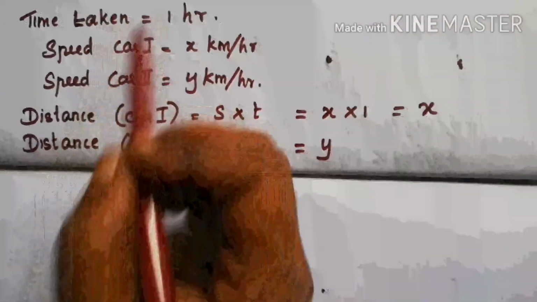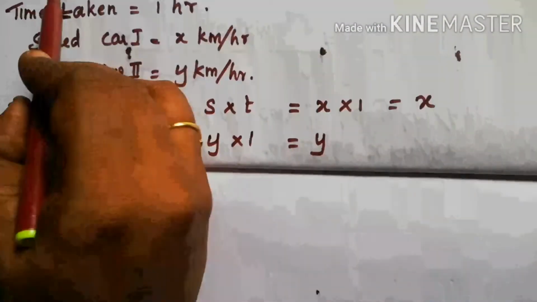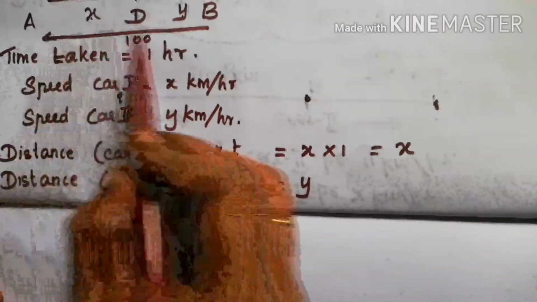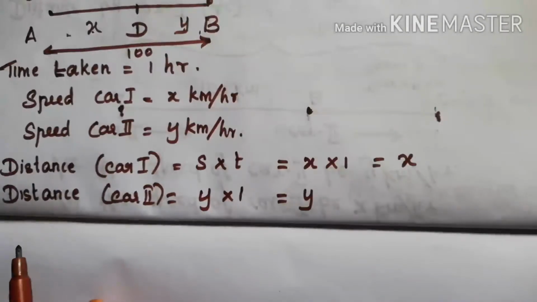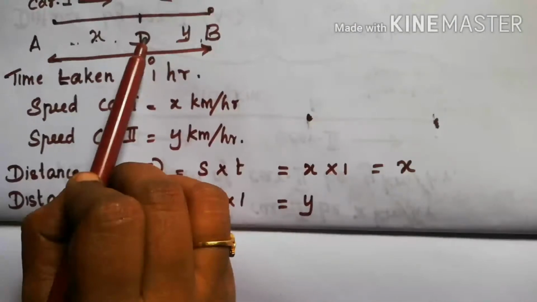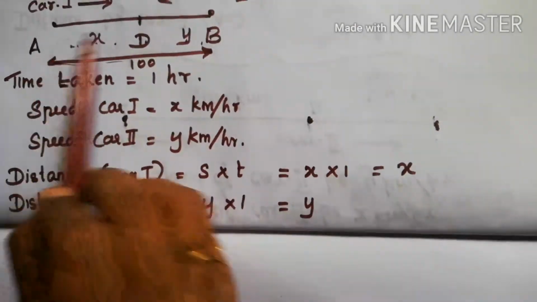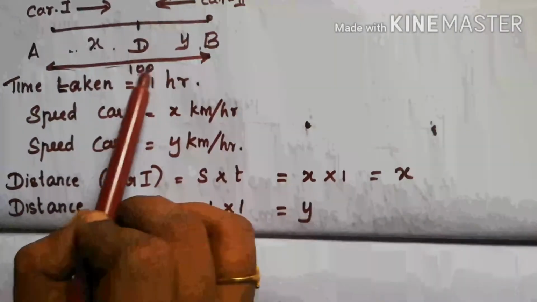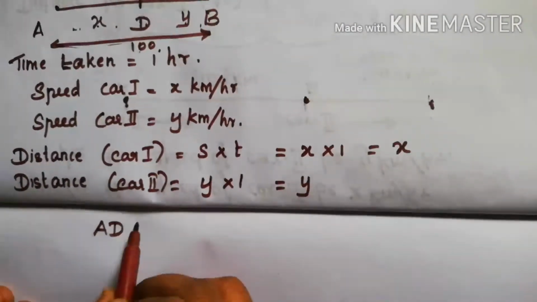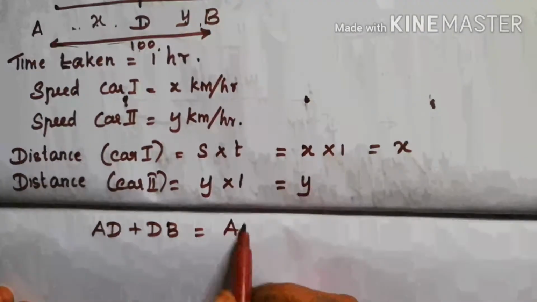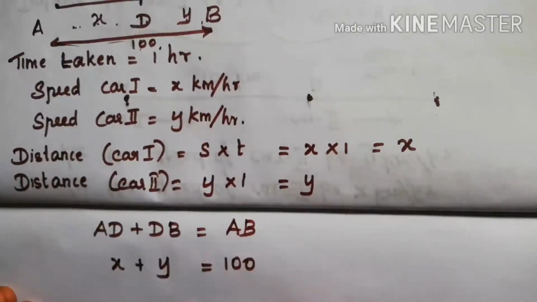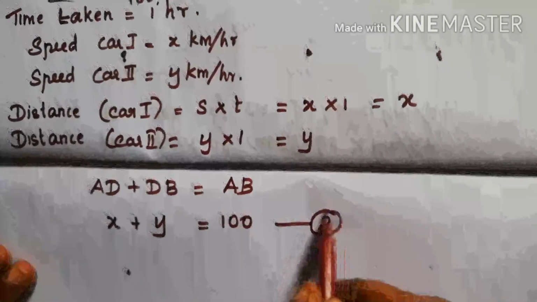Now what can we say about the distance relation? The total is 100. When you add x and y together, you get the total distance between the two places, isn't it? When you add the distance traveled by car 1 and the distance traveled by car 2, we get the total distance between A and B. What is the total distance between A and B? 100 kilometer. So this relation you can write as AD plus DB is equal to AB. What is the AB distance? 100. What is AD? x. What is DB? y. So this is your second equation.